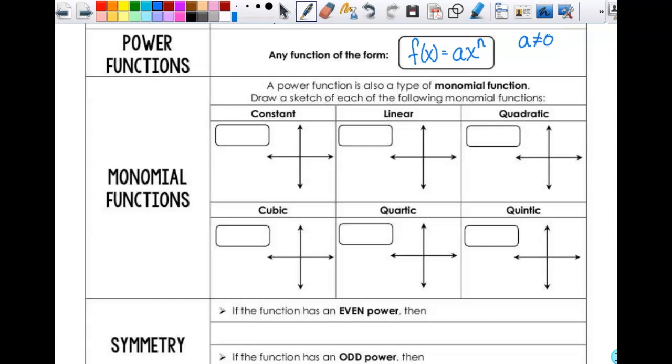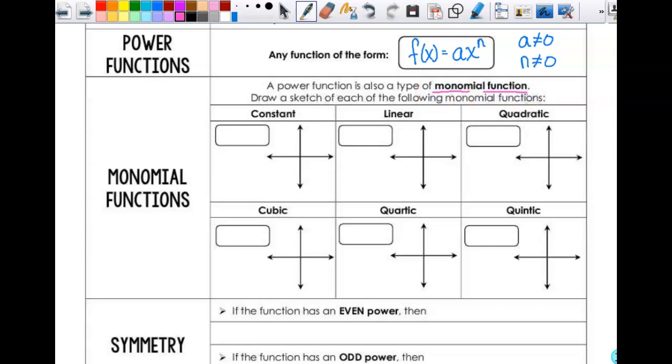And a cannot equal 0, because if a equals 0, then the whole thing equals 0, and it's not a power function. And n can also not equal 0, because anything to the 0 power is what? 1, and then that would just be f of x equals a, which is a function. It is a monomial function, but it's not a power function, okay? Make sense? So it's not 2x squared plus 3. There's nothing else added on. It's just one term, which is called a monomial. So this goes on to say a power function is also a type of monomial function.